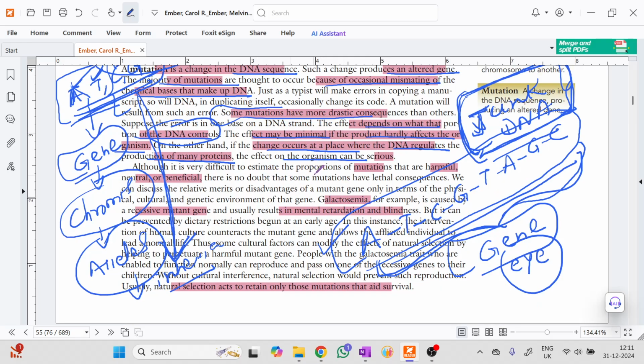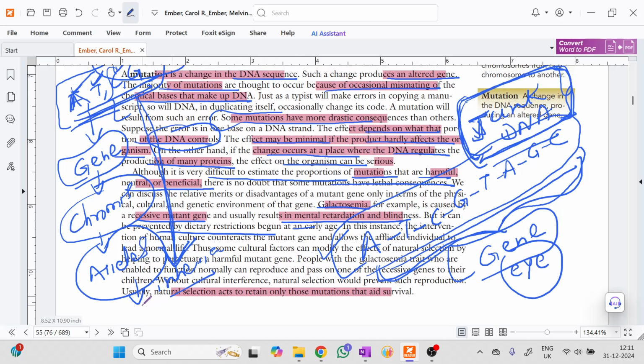It is very difficult to estimate the proportions of mutations that are harmful, neutral, or beneficial. But some mutations have lethal consequences. Let's see galactosemia, which is caused by a recessive mutant gene and results in mental retardedness and blindness. But it can be prevented by dietary restriction that begins at an early age.